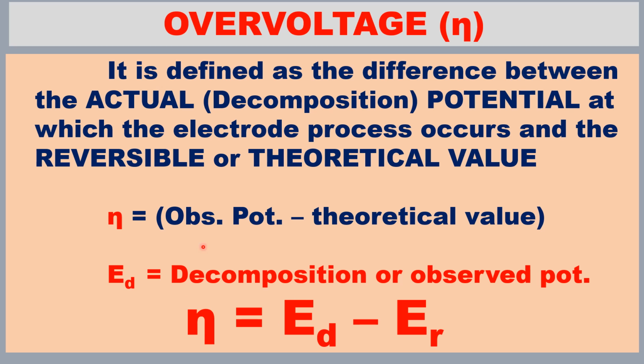Here, ED, the observed potential, is also called the deposition potential or decomposition potential. If it is a gas, it is decomposition potential. If it is a metal ion, it is called deposition potential. So eta is equal to ED minus ER, where ER is the reversible potential value.